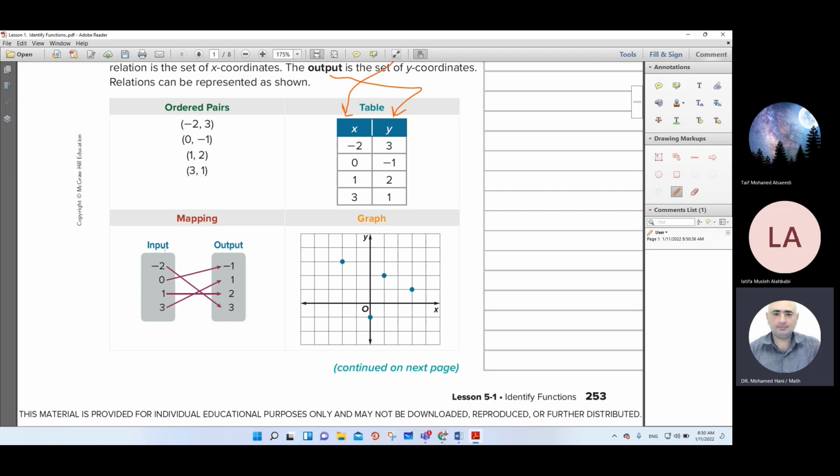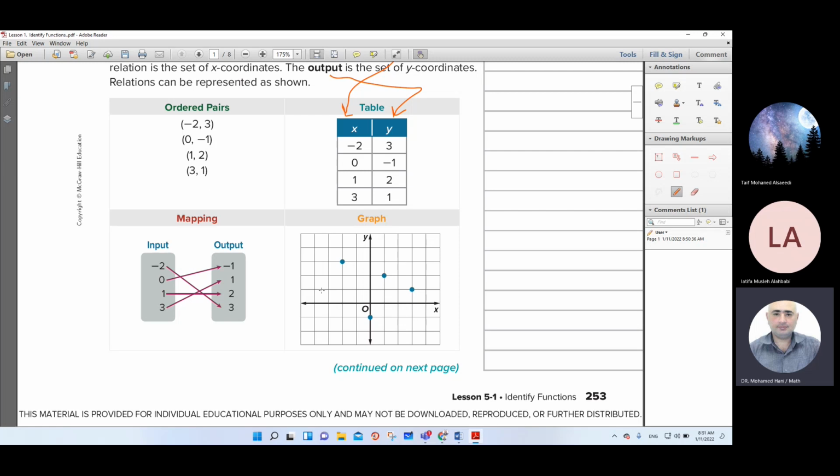As you see here, in the input, we have a relation between -2 and 3. We have a relation between 0 and -1. We have a relation between 1 and 2. We have a relation between 3 and 1.